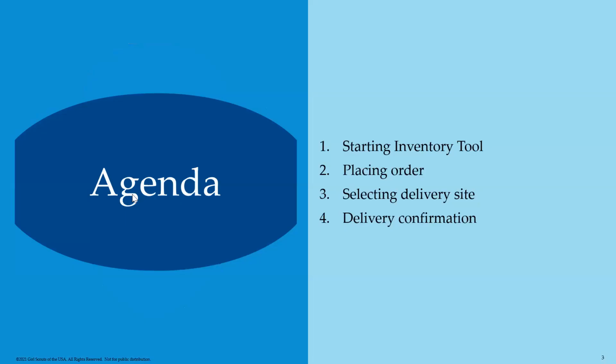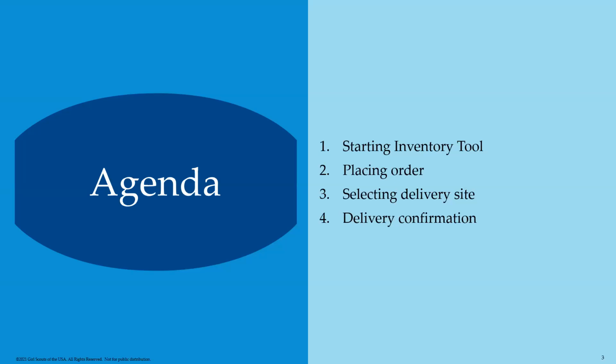So here is our agenda for the evening. We're going to go over the starting inventory tool, where to find it, how to use it, how to place your starting inventory order on the initial order tab, how to select and submit your delivery site, and how to find your delivery confirmation and what to do with that.